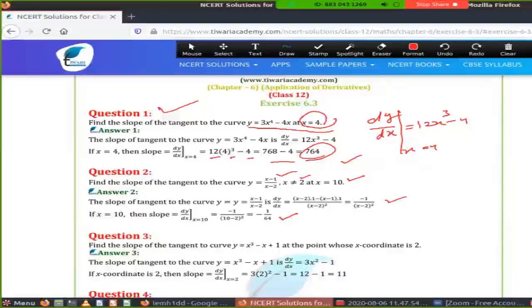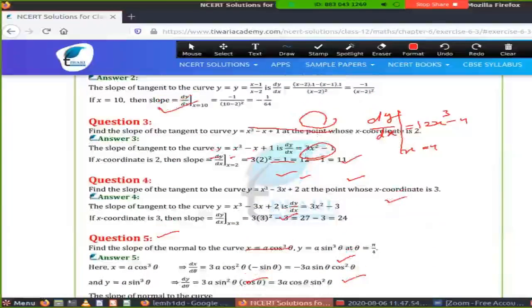Third question, find the slope of the tangent to the curve y is equal to x cube minus x plus 1 at the point whose x coordinate is 2. It means at x is equal to 2, you have to calculate the slope of the tangent. Find the derivative, 3x square minus 1. This is the derivative, and put x is equal to 2 and the answer will be 11. The slope of the tangent will be 11.